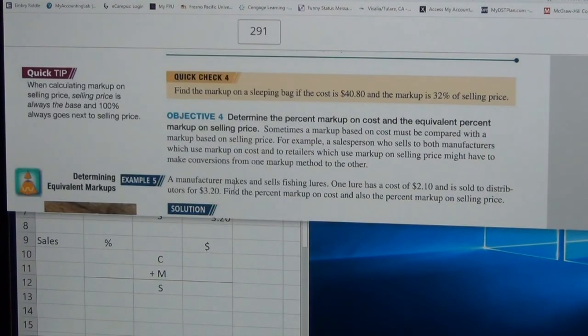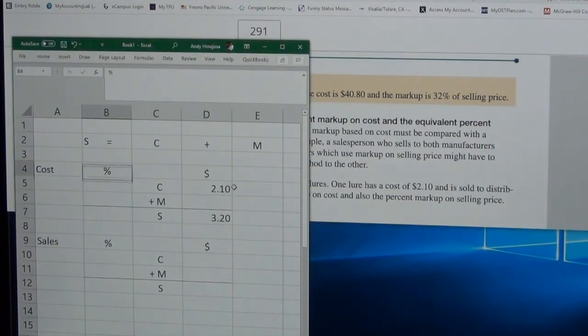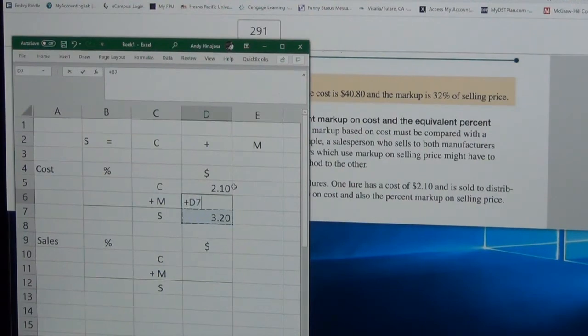All right, and then we're going to dedicate this section to figuring out the markup based on cost, and we're going to repeat it here where this is going to be the markup based on sales price. So we'll first figure out what the markup is. We're going to find the difference between $3.20 and $2.10, and that's $1.10. So we've got the dollar amounts pretty much nailed.